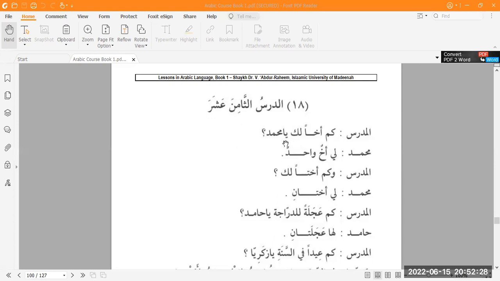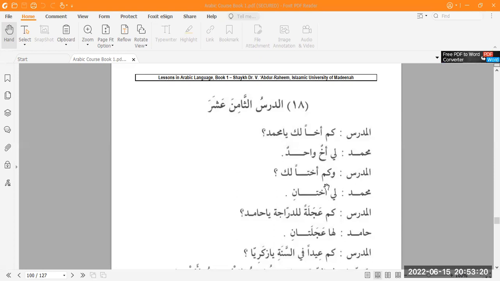Laka, belonging to you, O Muhammad. Kam akhan laka ya Muhammadu. How many brothers do you have, O Muhammad? And Muhammad replies, li akhun wahidun. Remember once again, we learned previously that body parts and family ties use the word li. You don't say indi. Indi is for when you're talking about how many cars have you got. But when you're talking about family relations, you use li. So, li akhun wahidun. For me, I have a brother, one. I have one brother.